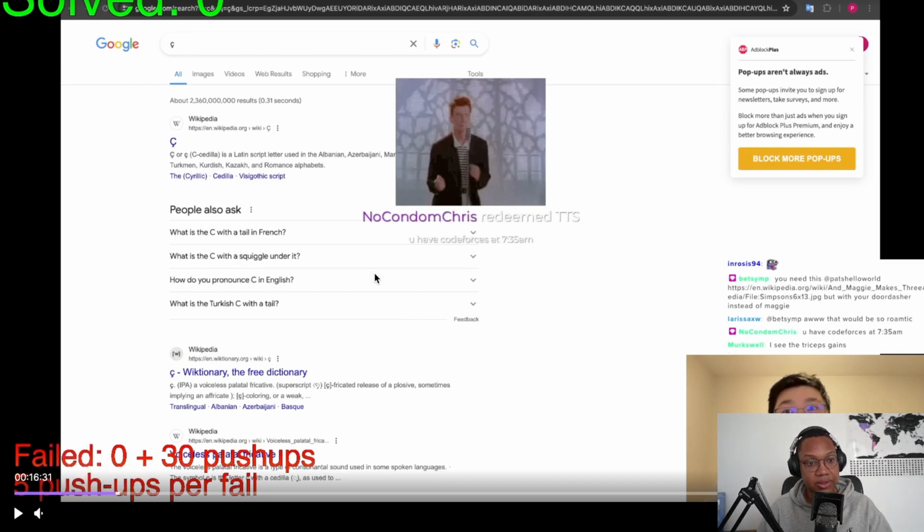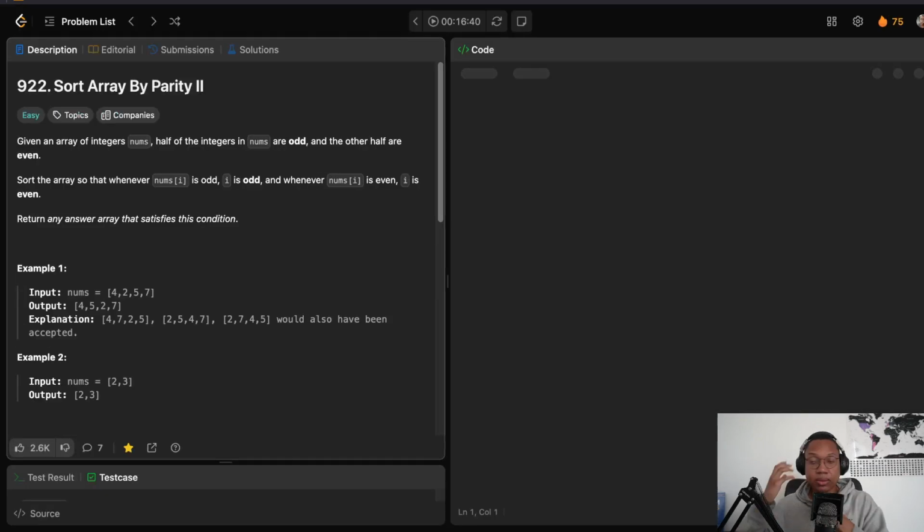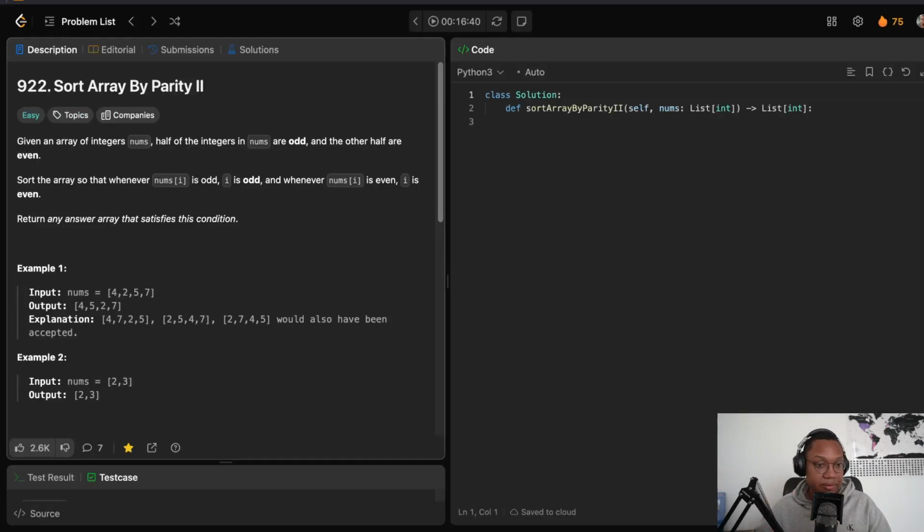Sort array by parity 2. Okay. I saw it in the title. Half the integers are odd, other half are even. Sort the array so that whenever the number is odd, i is odd. This feels like a very similar one. So we're just creating the arrays, but we're alternating them, right? So even, odd, even, odd.